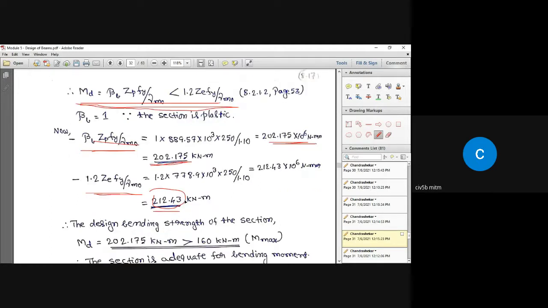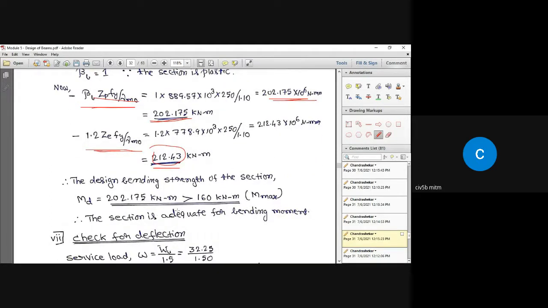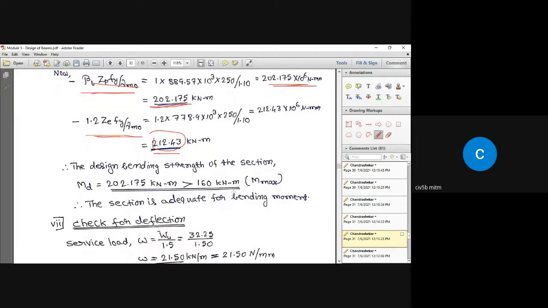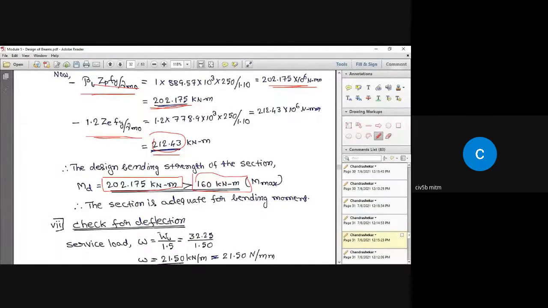So in this case, Md value equal to 202.175 kilonewton meter, which is greater than 160 kilonewton meter. This is the bending moment we got due to the external load coming on the beam. So this is the capacity of this section. Capacity is greater than the design load coming on the section. So obviously the section is adequate to take care of bending moment. Is it clear to you?